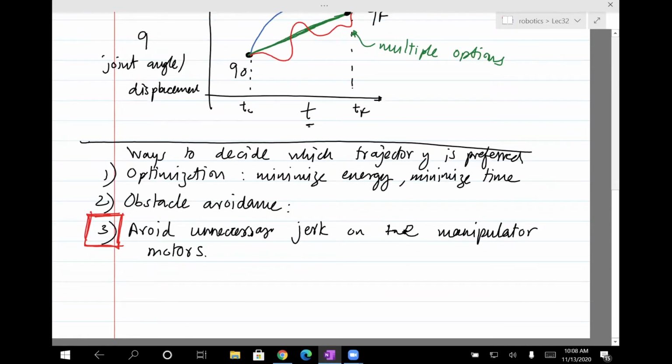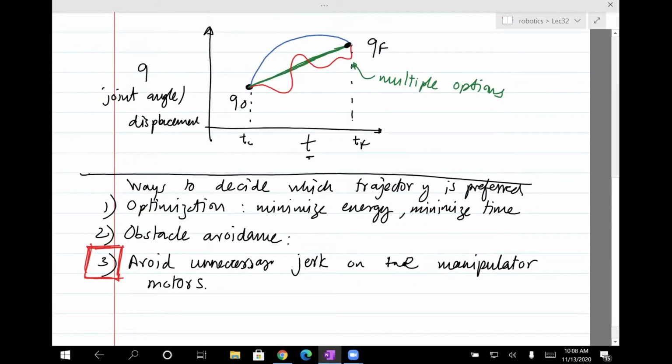Okay, so before we do that, let's take the simplest example of connecting Q0 to QF through a straight line. Okay, and let's try to figure out the expression for Q as a function of time. The analysis I'll do right now will motivate jerks or unnecessary acceleration on the motors, and that will help us refine the choices we make.